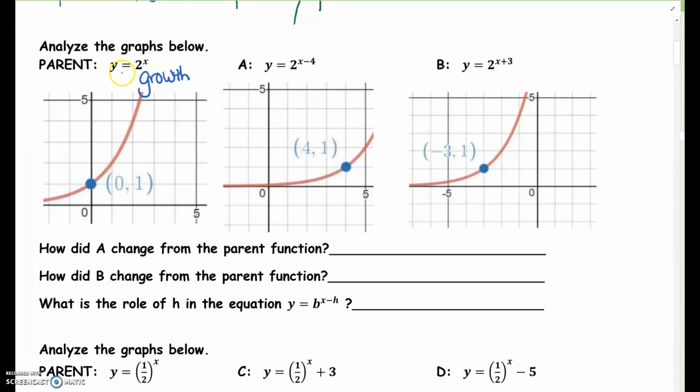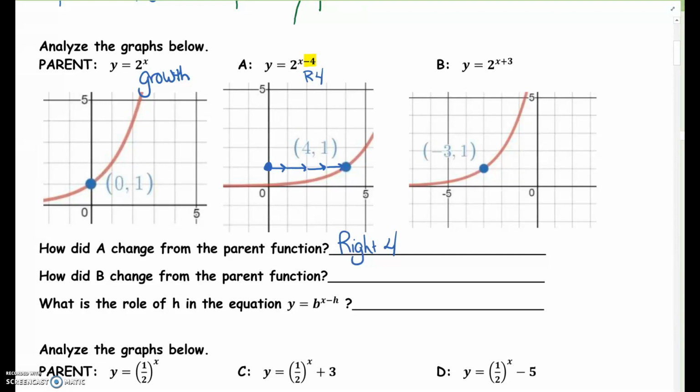I'm going to take this function, y equals 2 to the x, and put this minus 4 in the exponent. Y equals 2 to the x minus 4. What happens to this point 0, 1 from the parent function when we put that minus 4 in there? Any guesses? Your voice can be on video, it's okay. It moves how? Right, 4. So in graph A, this minus 4 moved the graph right 4.